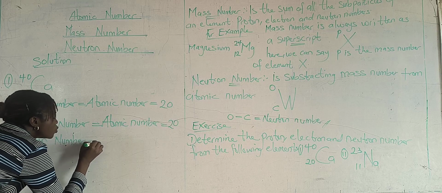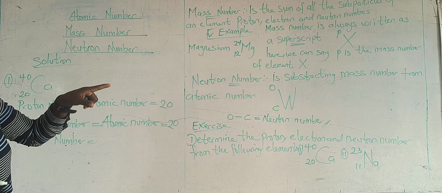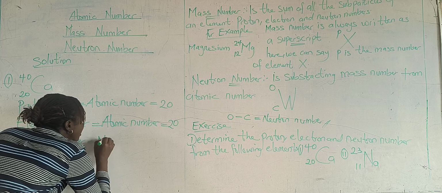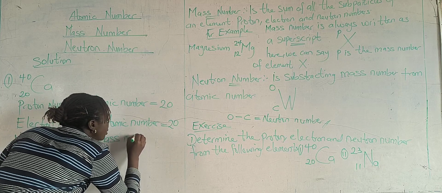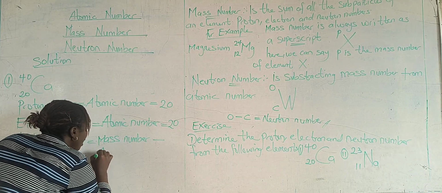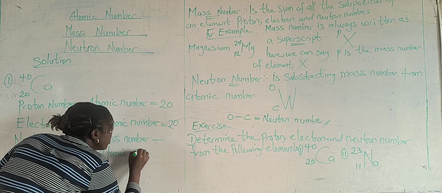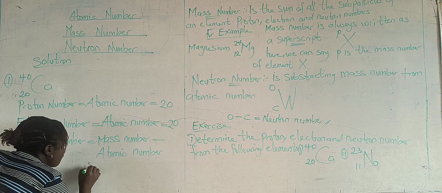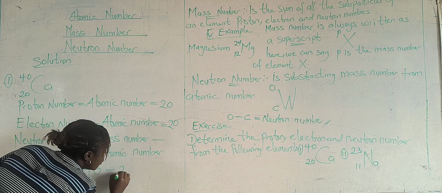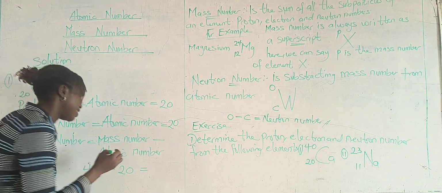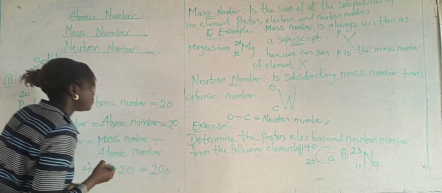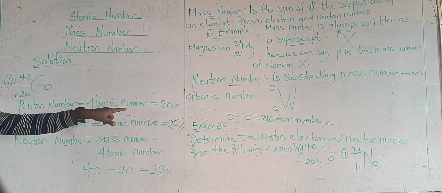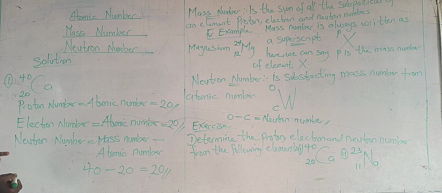Our neutron number is what? Remember, it is mass number minus atomic number. So we actually have mass number minus atomic number, which is what? What's the mass number from the question? That is 40 minus 20. I hope you are following. Good. The answer is 20. So that means for this question, we have our proton number to be 20, electron number to be 20, and neutron number to be 20.